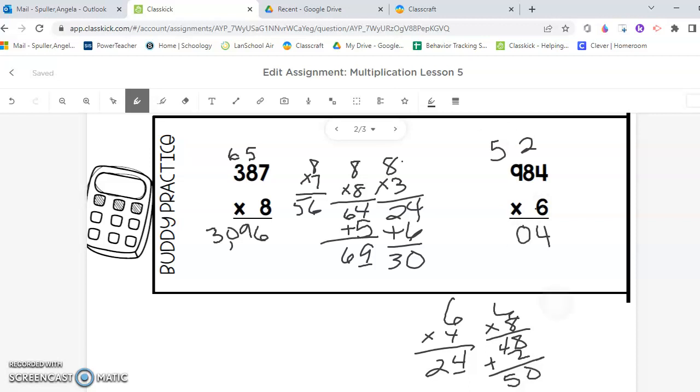All right, 6 times 9 equals 54 plus 5 equals 59. I have no more numbers, so I have nowhere to regroup. So I'm just going to take 59 and put it in front to make this number 5,904.